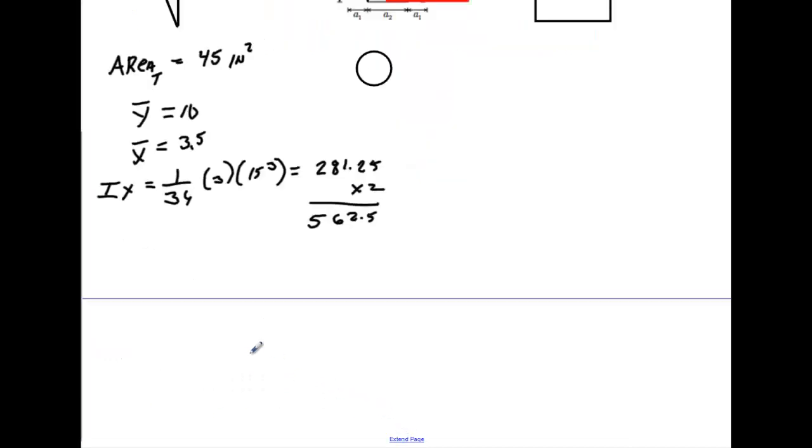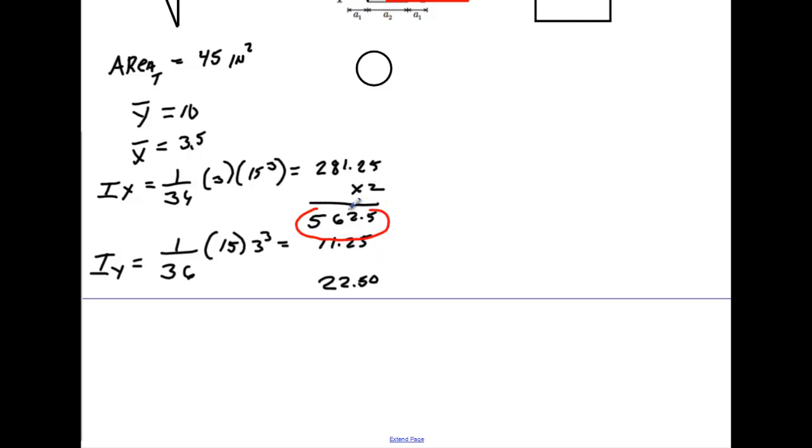Alright, scroll down a little bit. While you're here, let's find Iy. Iy is equal to 1 over, sorry, that looks like a 34, it's 36. 1 over 36 times the base now is 15 times 3 cubed. We run that value. I think that's going to give you 11.25. Again, double that because you have 2 of them. That gives you 22.5. Okay, go ahead and circle those so you're going to remember what those are. That's Ix and that's Iy. Again, that's only about its own centroid. That's only for the triangles.